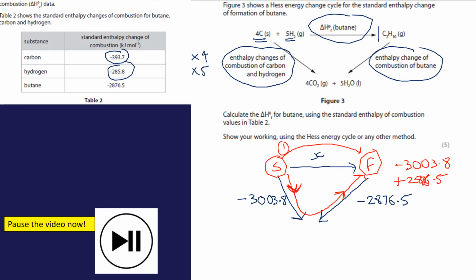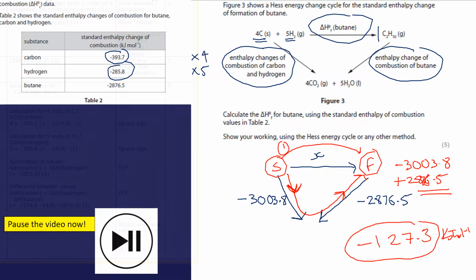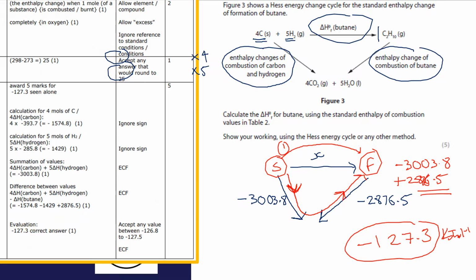Combine those two there, and I end up with an overall value of minus 127.3. And since route 1 is equal to route 2, that is my value for x. Minus 127.3. Units are kilojoules per mole. Here's the mark scheme. As you can see, the correct answer is minus 127.3.